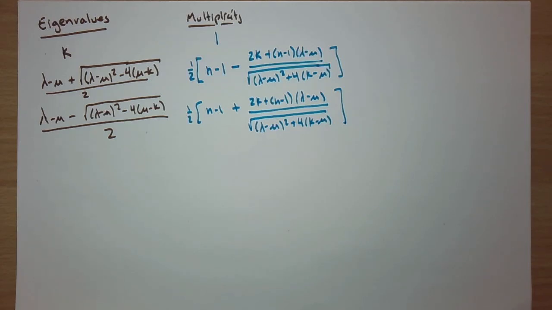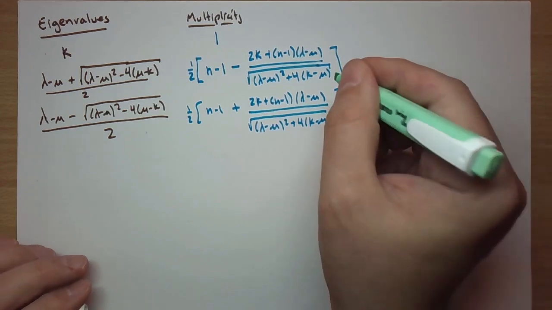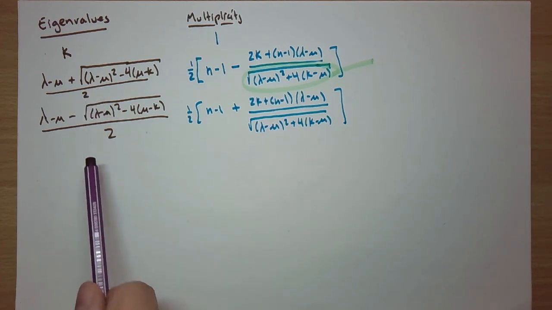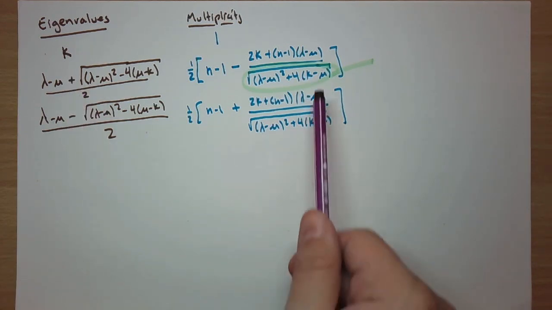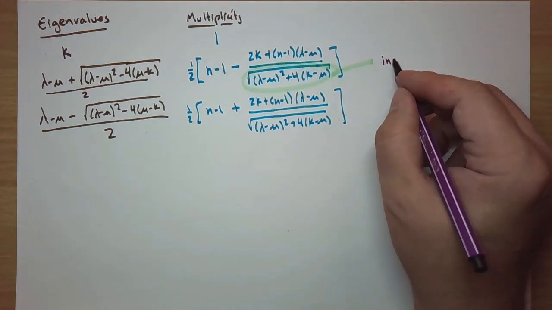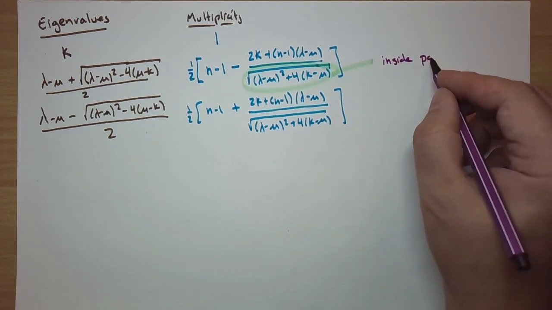Now, I noted that not all values of parameters will result in a graph. Notice in particular, you have a square root. So what has to be true? It has to be a square inside, right? Because you can't end up with an irrational number of roots. You can have crazy eigenvalues. You can't have crazy multiplicities.